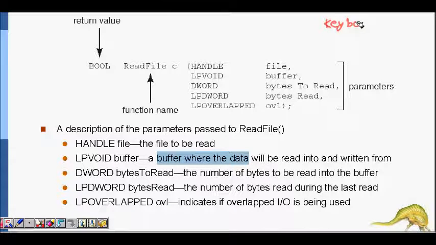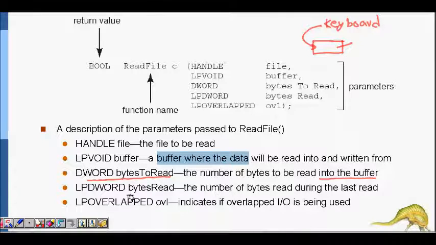Let's try to see one example. We were taking input from a keyboard. When you are pressing a key, this buffer is where the data will be read into. So in the buffer, your data from the keyboard will be read, and written from also. If you are trying to write something, it will be taken from the buffer.